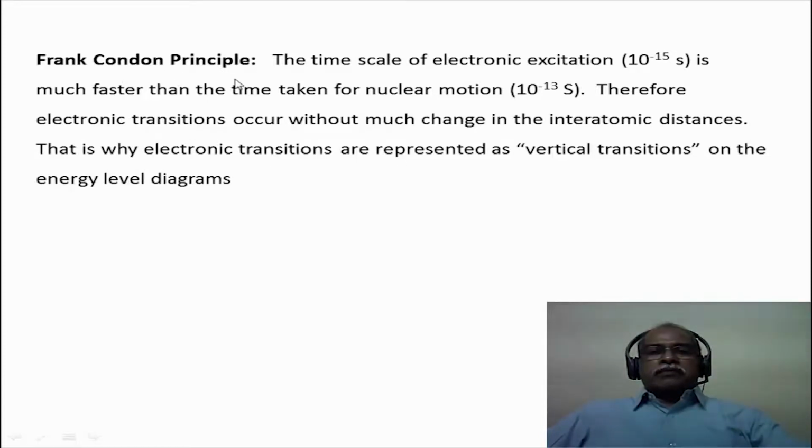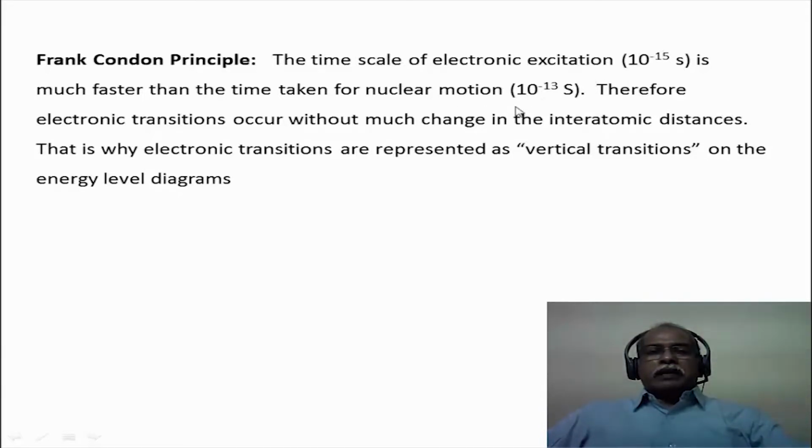The time scale of electronic excitation is typically of the order of 10 to the power minus 15 seconds. It is an ultra fast process, and it is much faster than the time taken for the nuclear motion. In other words, for the nuclei to move away from its equilibrium distance, for example, it takes about 10 to the power minus 13 seconds or so. So this is about 2 orders of magnitude faster. The electronic excitation is 2 orders of magnitude, 100 times, faster than the nuclear motion.